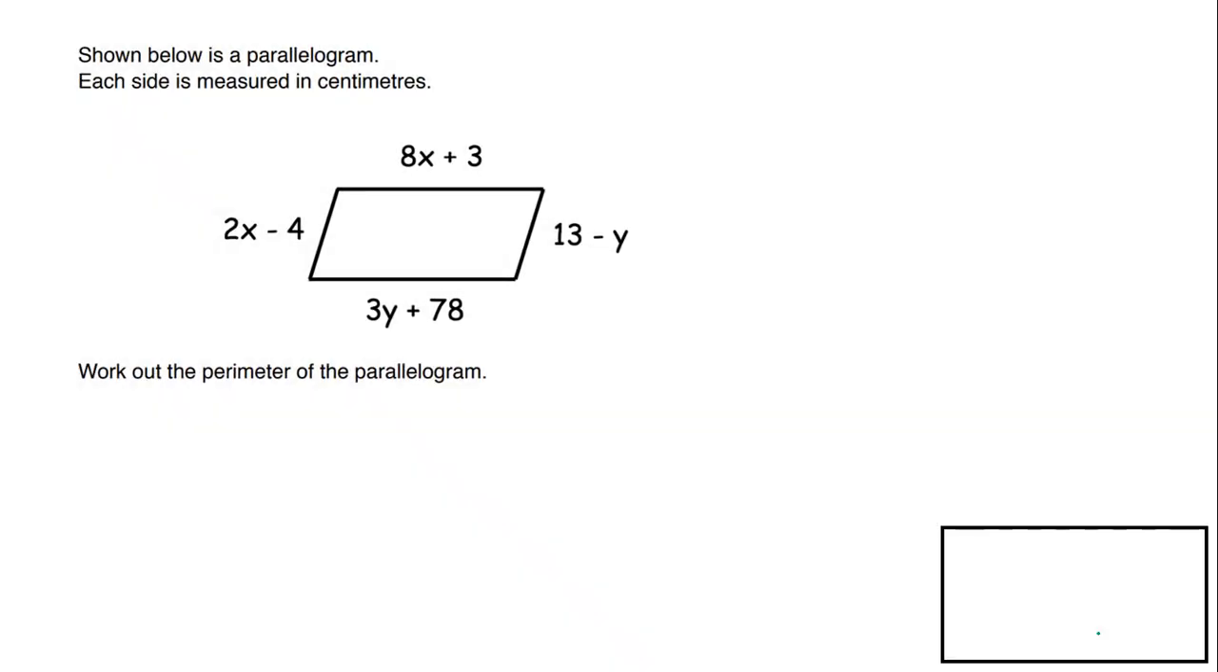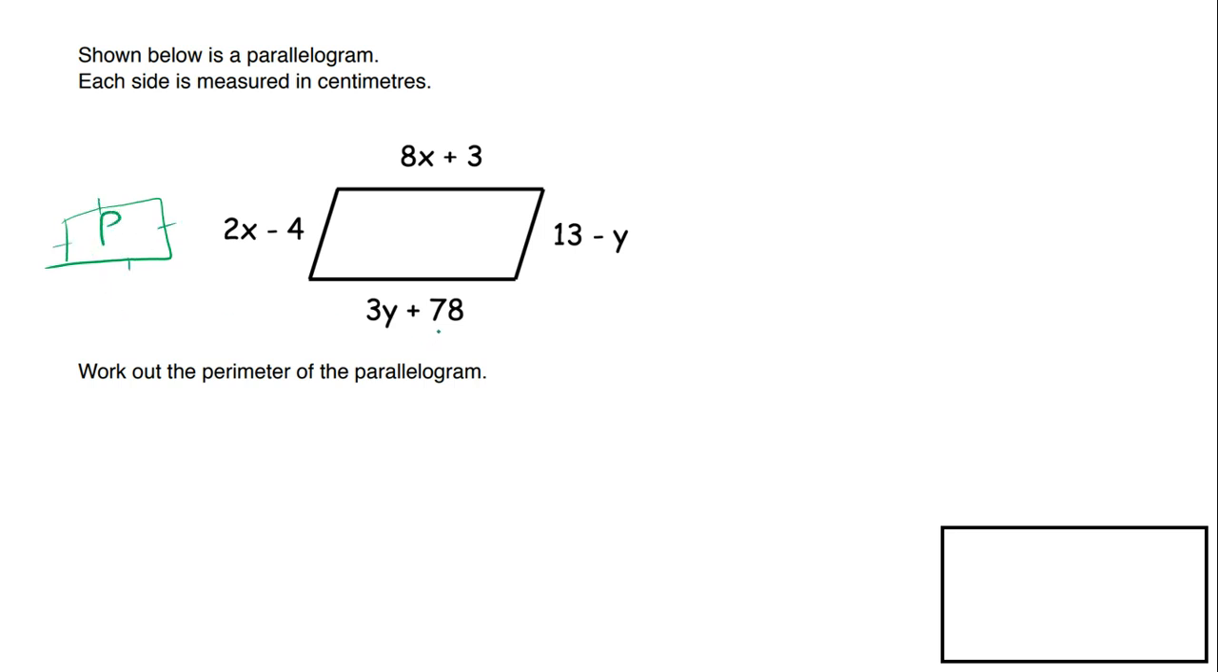So today's question is: shown below is a parallelogram. Each side is measured in centimeters. And as you can see, here we have a parallelogram. The sides are 8x plus 3, then 13 minus y, 3y plus 78, and 2x minus 4. And the question says, work out the perimeter of the parallelogram. Now, a perimeter basically means that you add up all the four sides, and that gives you the perimeter.